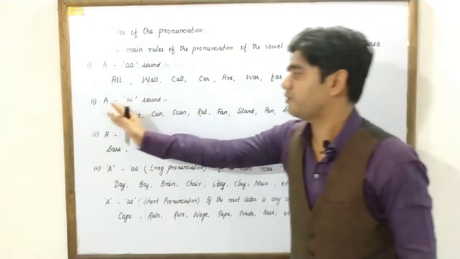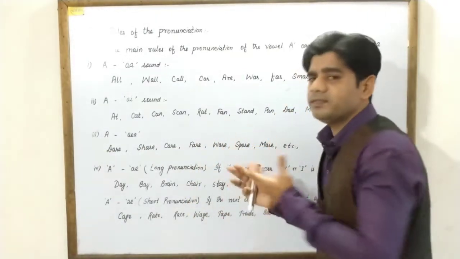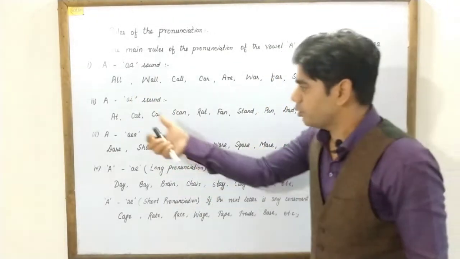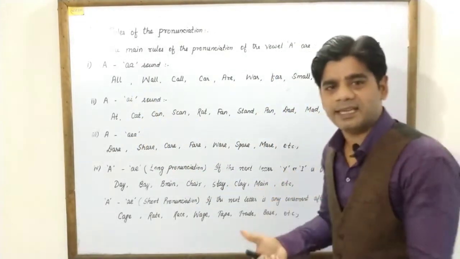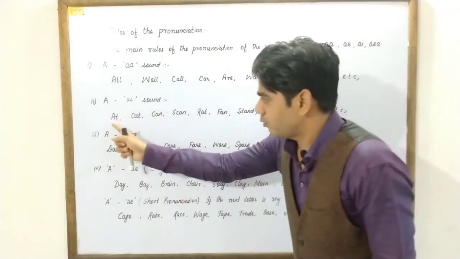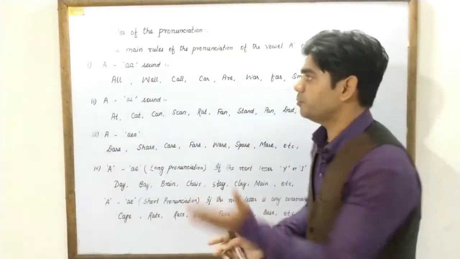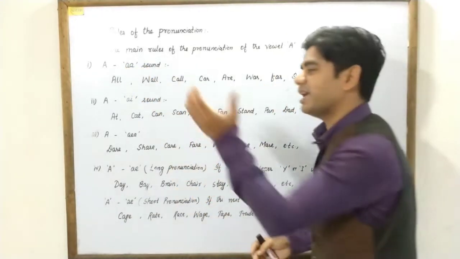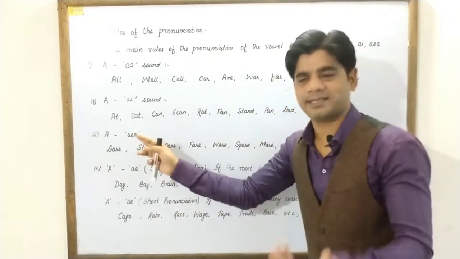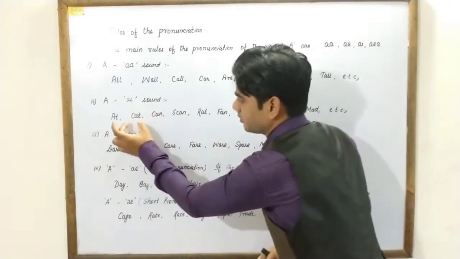Now we have one more sound of letter A. There are some words that contain letter A and it produces a sound too. Here we have an example: A-T, "at". It's not producing the previous sound, it's producing this sound. C-A-T, "cat". There is a word cat that contains a letter A that's producing this sound.